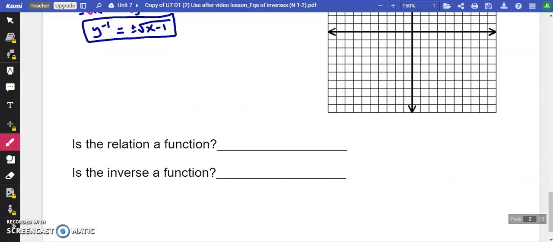So the original graph was okay, but the inverse graph was not because it failed our vertical line test. So just because we start with a function doesn't necessarily mean we end with a function. So you'll just have to pay attention to the graph and be careful from that standpoint.